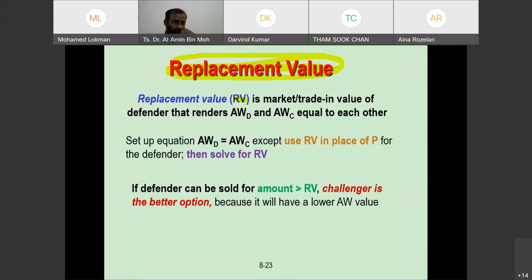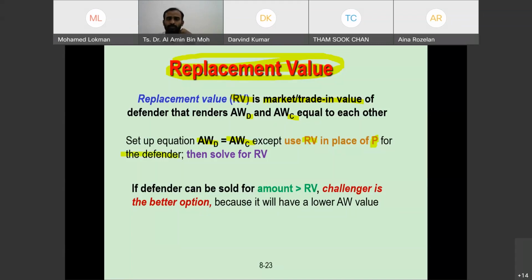Replacement value or RV. What is this? Market or trade-in value of the defender that renders AW defender and AW challenger equal to each other. So we are going to make the defender's cost and also the challenger's cost equal, and then we are going to see what the replacement value is worth. Okay. So what we need to do is set up the equation. Annual worth for defender is equal to annual worth of challenger, and also use RV instead of P for defender.